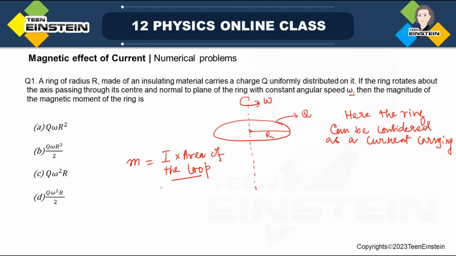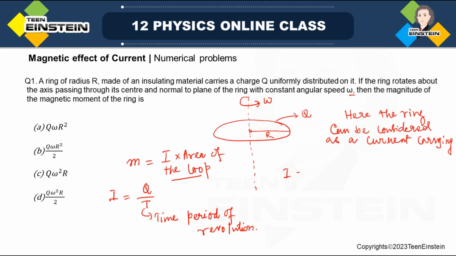So what is the current? How do you find out current? We know current can be found as Q by T. Q is the total charge. This is constant charge, since it is insulating, it does not lose any charge. And T is the time period of revolution. Okay, so look then.